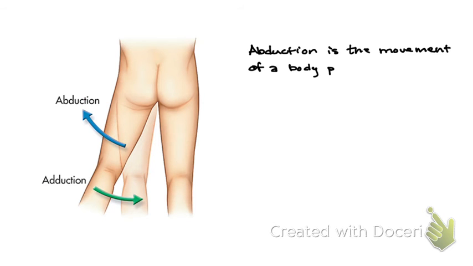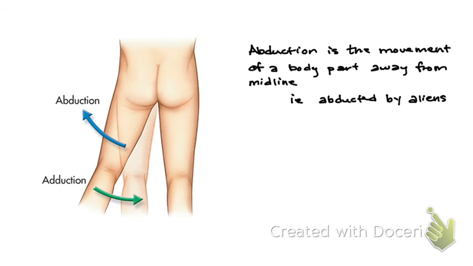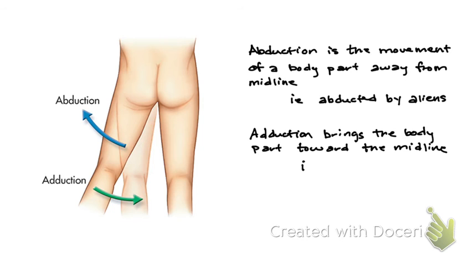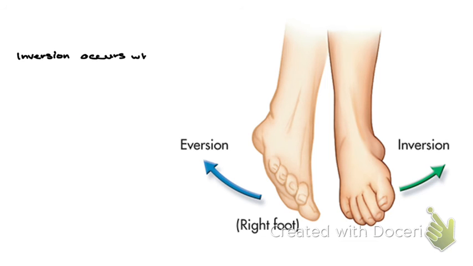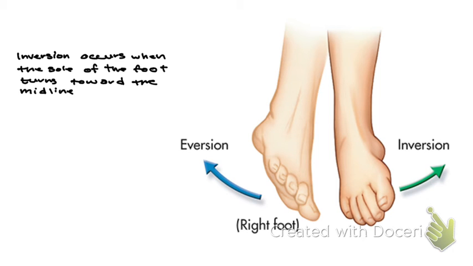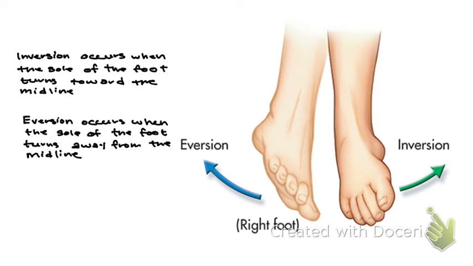Abduction is the movement of a body part away from the midline. I always remember this by thinking that people get abducted by aliens and therefore they are moving away from Earth. Adduction brings the body part back towards the midline, and I think of this as it's adding the body part back to the body. Inversion occurs when the sole of the foot turns toward the midline or toward the other foot. Eversion occurs when the sole of the foot turns away from the midline or away from the other foot.